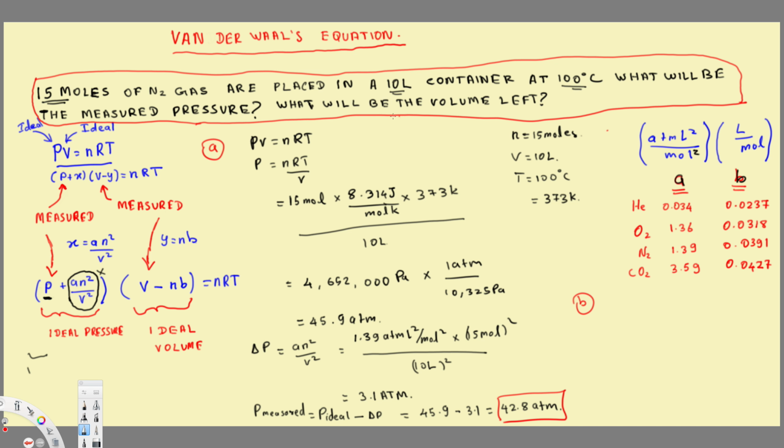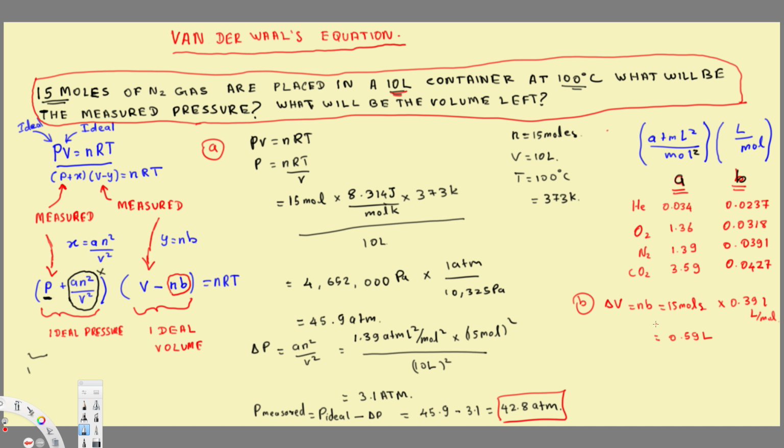Let's call this one delta V. Delta V is equal to nb. n is 15 moles and b for nitrogen gas, here we go, is 0.391 liter per mole. So that's what I'm going to multiply this by, 0.391 liter per mole. If you calculate this value, this will give you 0.59 liter, and this is the volume occupied by the molecules.